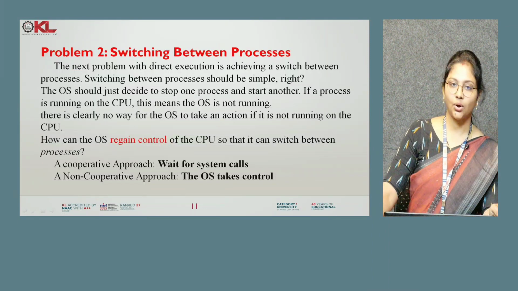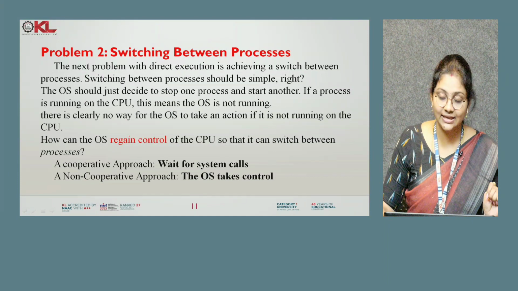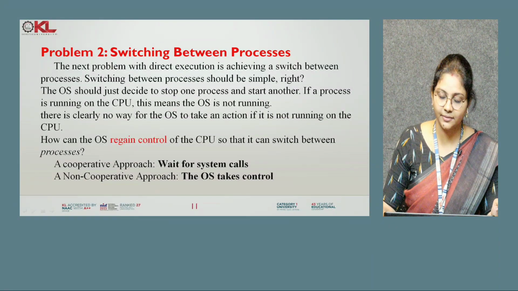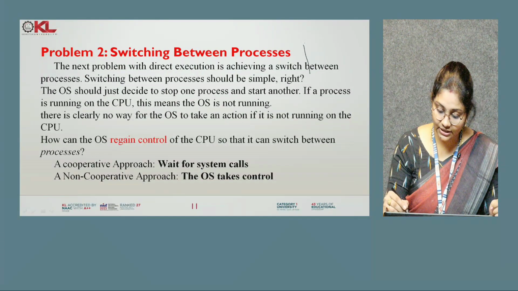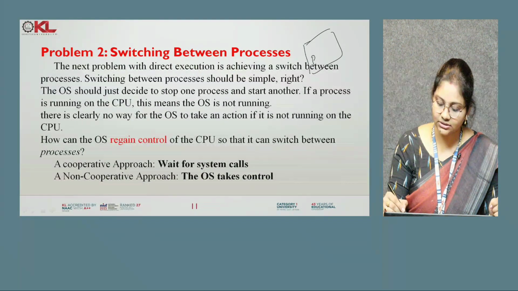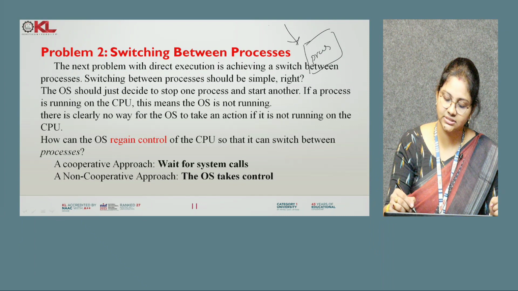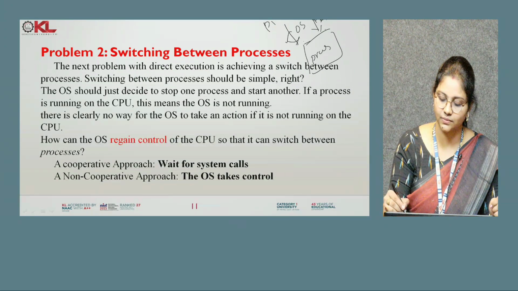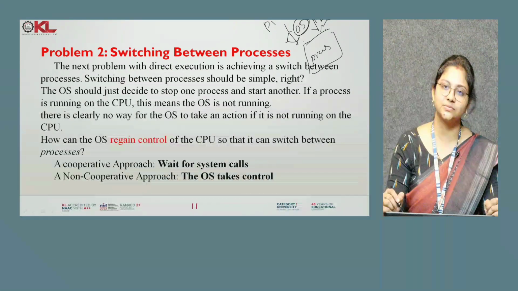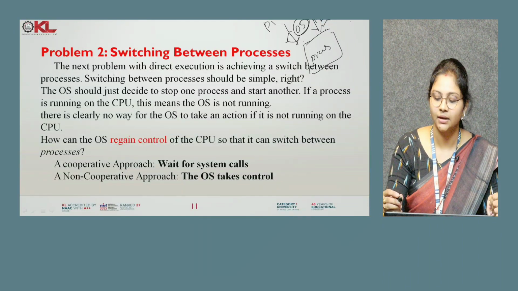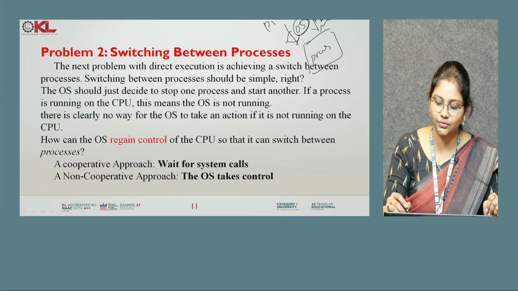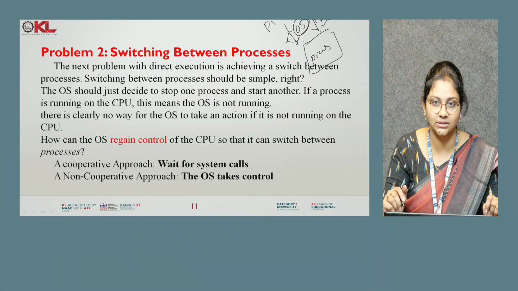Now, how will context switching happen in this direct execution concept? Because as we have already mentioned, if it is normal execution on the processor, one process is executing and the OS will take care of the context switching between process 1 and process 2, right? Here, context switching means moving from one process context to another process context, right? So the OS will take care of this context switching when it is a normal execution.